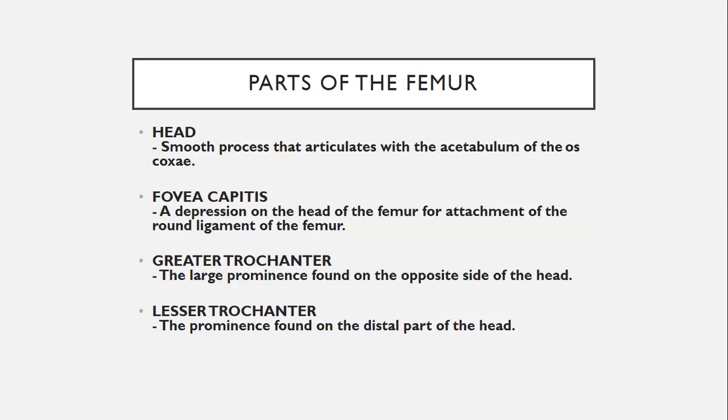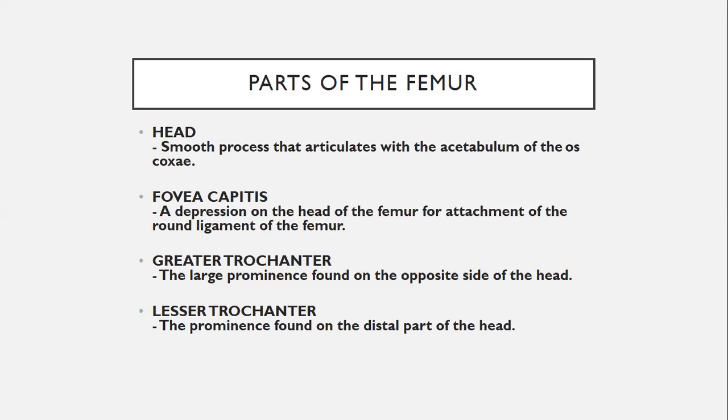So the parts of the femur: you have the head, which is a smooth process that articulates with the acetabulum of the os coxae. Fovea capitis is a depression on the head of the femur for attachment of the round ligament of the femur. And then we have the greater trochanter, a large prominence found on the opposite side of the head, and this is the point of the hip.